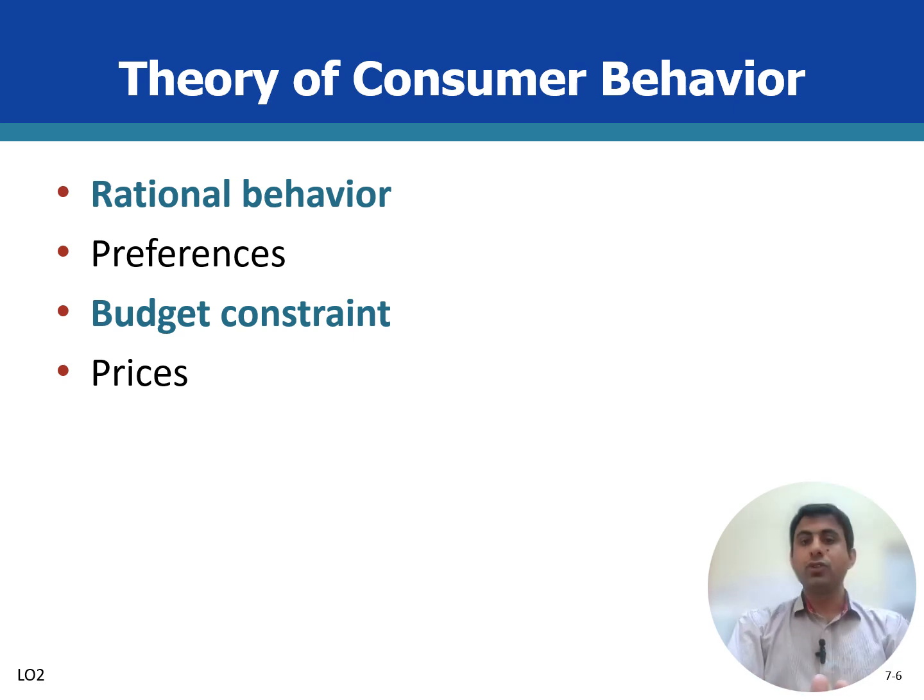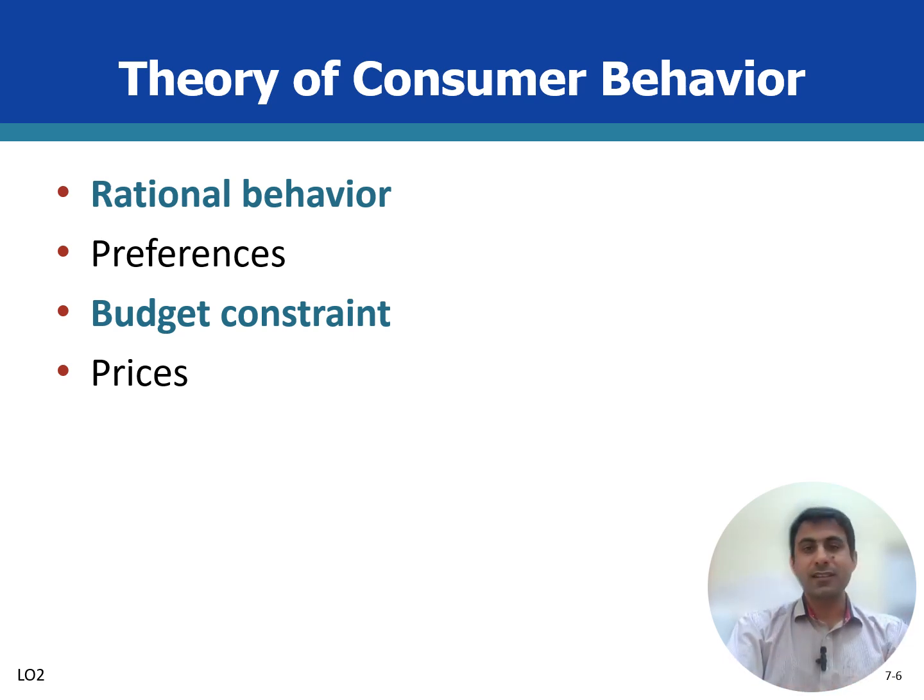If we talk about the theory of consumer behavior, the rational behavior assumes that consumers aim to maximize their utility or satisfaction given their limited income and the prices of goods and services available in the market. So this concept is fundamental to understanding consumer decision making. Each consumer possesses clear preferences among the various goods and services offered in the market.